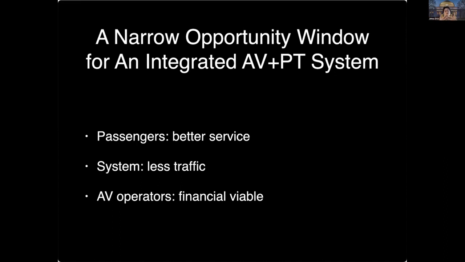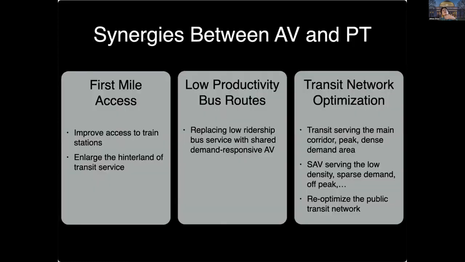So the integration itself, we cannot take for granted. When you integrate, it will not always perform better. You have to do a very active design and a search for the opportunity so that it does improve. So that's one example. But if you think about what the opportunities are for synergy, that's the first mile access, which is described. There are also many cases where we have a very low productivity bus route. So can we replace those bus routes with this AMOD? And the last one is the most ambitious one. Can we redesign the transit network entirely, assuming that now AVs can serve the first mile and last mile demand here?